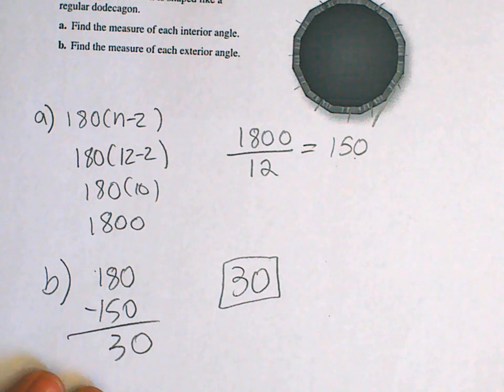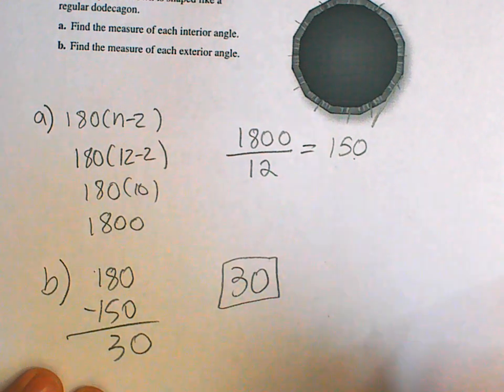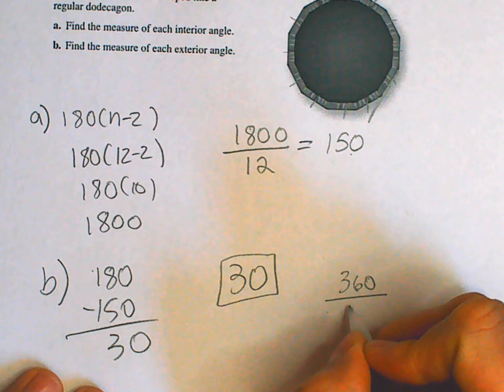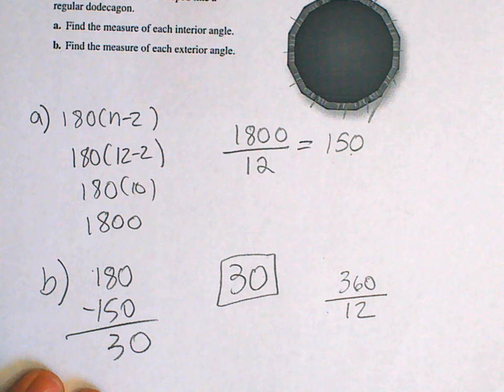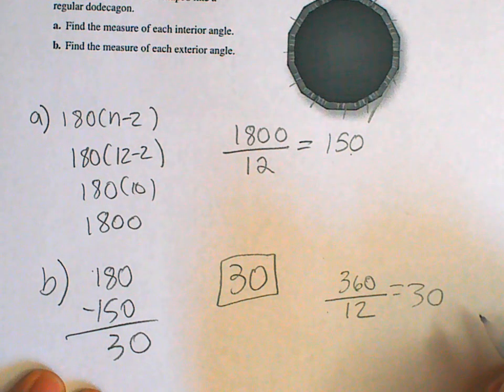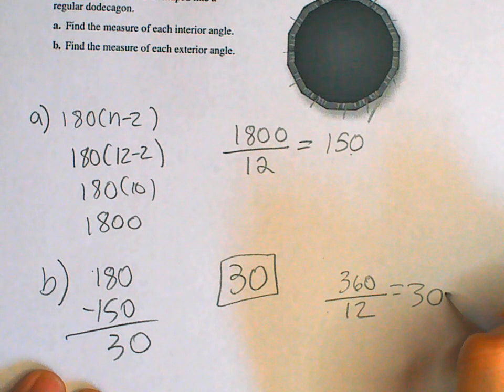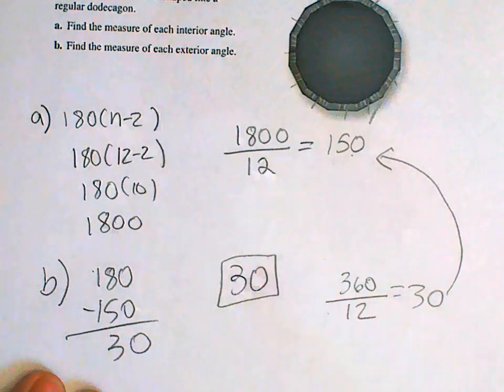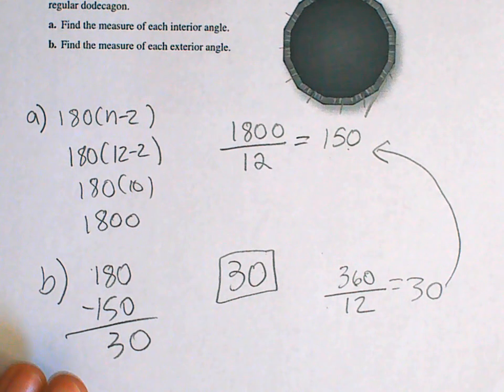Another way you could have found this is, you know the sum of the exterior angles is 360. Divide that by the number of sides, 360 divided by 12, to give you exactly 30. Since you know that it's a linear pair with the interior, all you have to do is 180 minus 30 and you get 150. So as you can see, there are two different ways to do this problem.